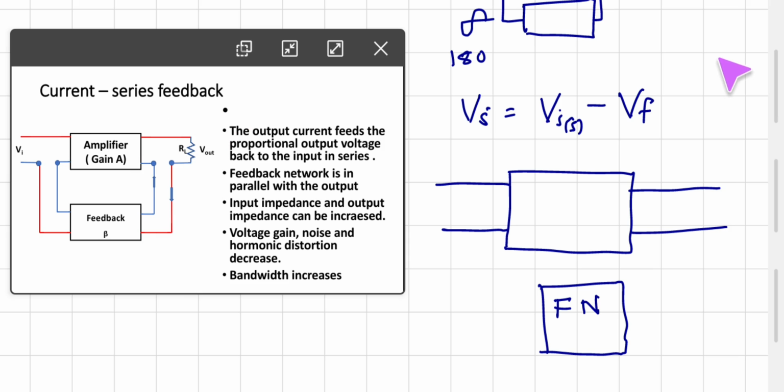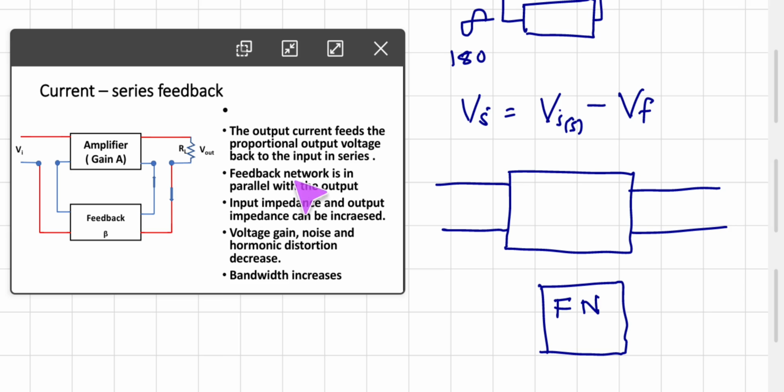So here you see, in current series feedback you can see that the output current feeds the proportional output voltage back into the input in series. Now instead of taking voltage or potential across the load resistance, the current flowing through the load resistance is fed back through the feedback network. So the output current feeds the proportional output voltage back to the input in series. The feedback network is in series with the output.